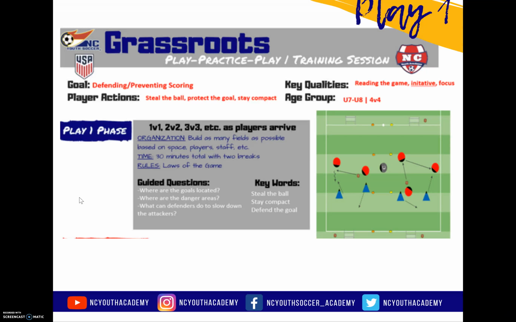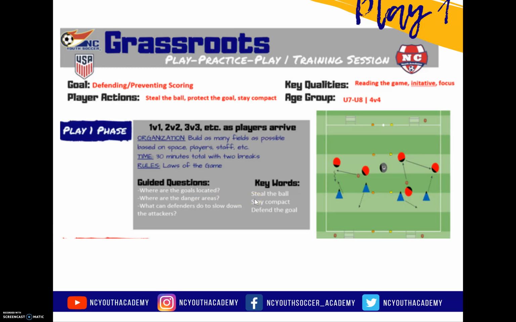And we are going to think about how we defend, but more importantly, how we prevent the other team from scoring. The tangible player actions that we're going to try to attempt to measure are going to be stealing the ball, protecting the goal if we can't do that, and then staying compact, working with our friends. So in our game over here, we work south to north with our graphics, and we've got our blue team defending a single goal in our small-sided game versus the opposition, the red team. So we're thinking about where the goal is located, where the danger areas are, and what you can do to stop the attack or stop the attackers.